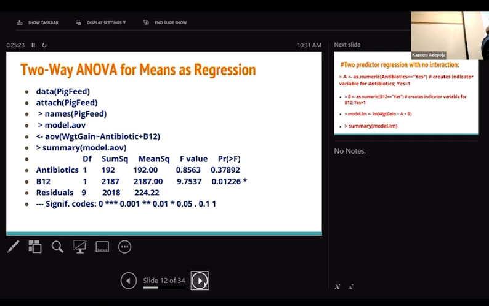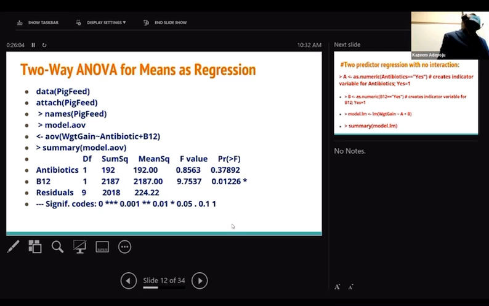What do I have? It is only B12 that has an effect on the weight change. Antibiotics does not have an effect. Take a look at this. What this result is trying to tell you, using the two-way analysis of variance, is that whether you use antibiotics or not, it does not have effects on weight change. What has effect on weight change is B12, because B12 is significant. What kind of model did I use here? This is two-way analysis of variance.